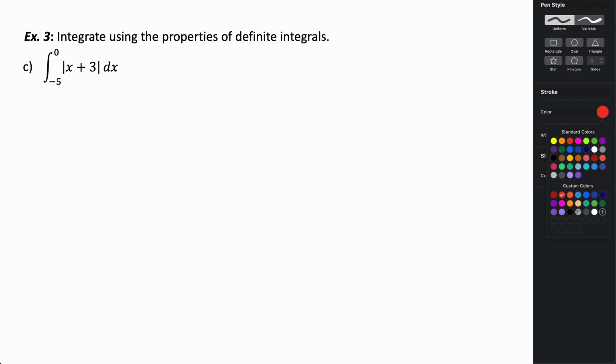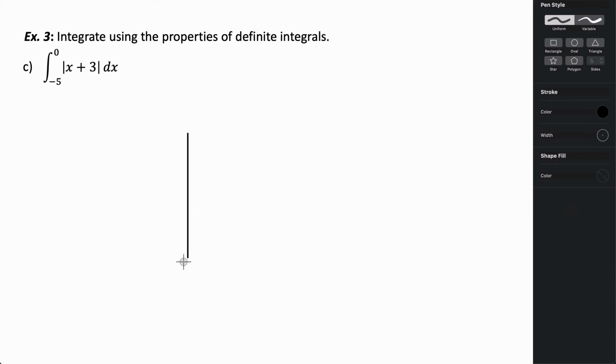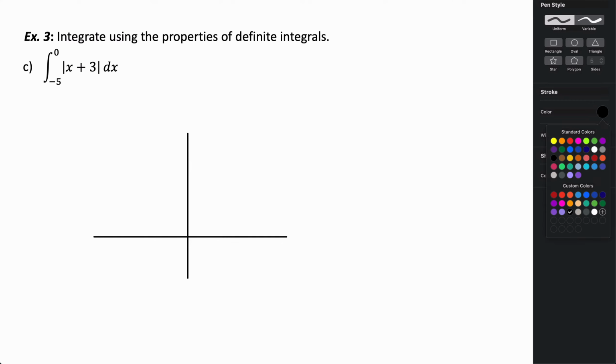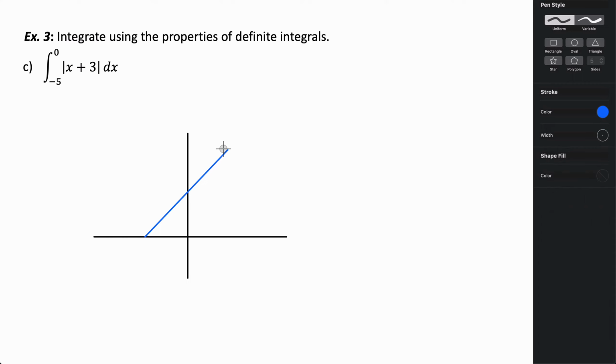So now we want to integrate an absolute value. It's been shifted left 3 units, and we want to go from negative 5 to 0. So we can look at it this way. It's going to sit on the x-axis, but it's going from negative 3 like that, right? It has its vertex kind of like this. And we want to calculate the area from here at negative 5 to here at 0. So it's going to be a couple triangles.